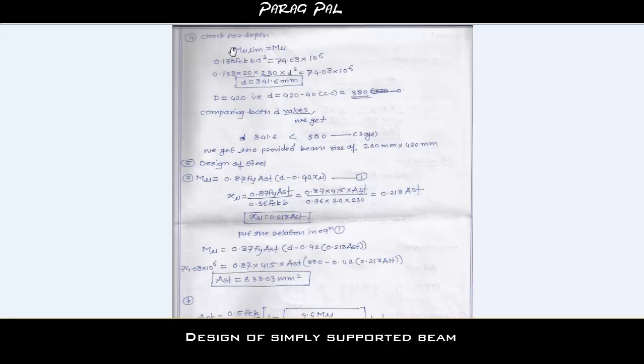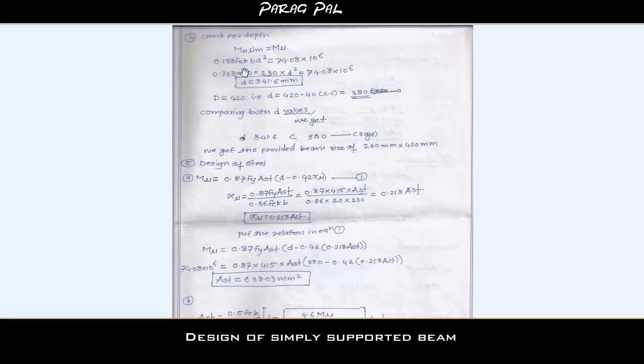After that, the next step is to check for deflection. Mu limiting equals Mu. This relation is given in a box. We have to calculate this value. In the introduction to limit state method, I provide one box where all the relations for the check for depth and design of steel are provided. So watch the introduction to limit state method page on my web page.